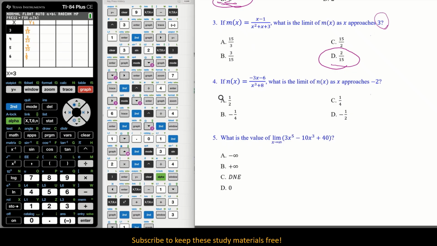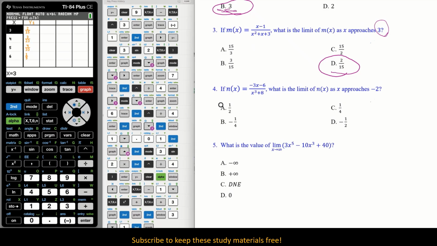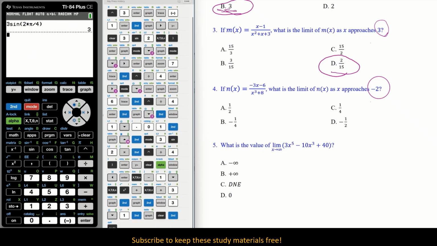Now, number 4, I believe, is just a little different. Couple ways to deal with number 4. I used a derivative method the first time. I'm not going to show you that. Let's see. It says if n of x, okay, in a rational function, what is the limit of n of x as x approaches -2? Okay, and this is what we need to do. All right, we're going to second mode, get out of that, okay? Go back to our y equals.